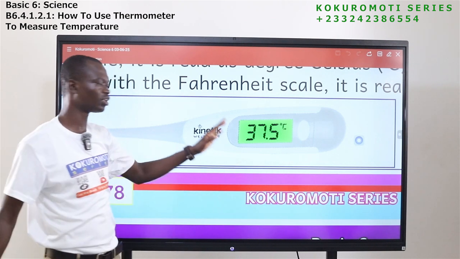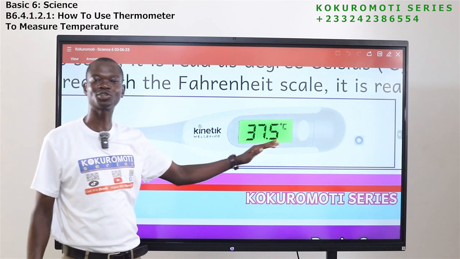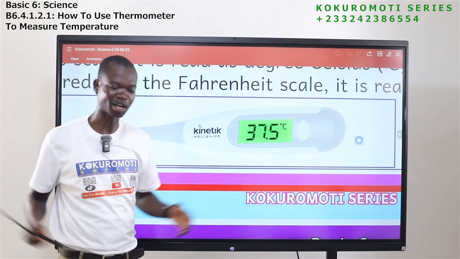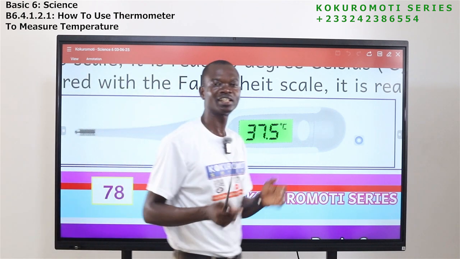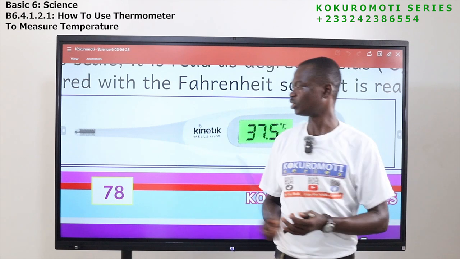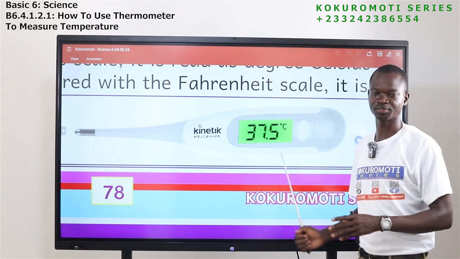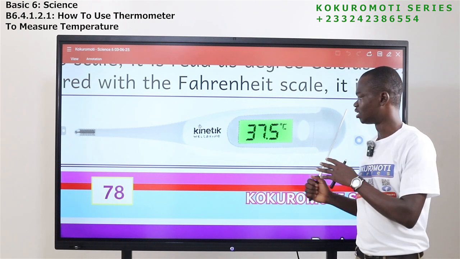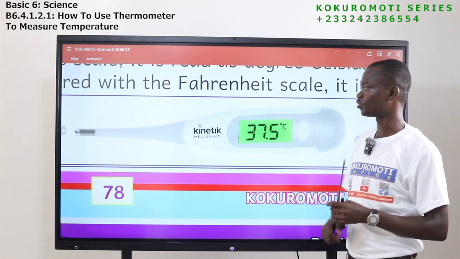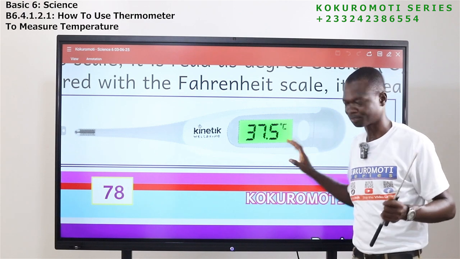And if you go to the hospital and you see this to be your temperature, it means you are within range, because for a healthy person, your temperature should be 37 or 37.5 degrees Celsius. So if your temperature is like this, it means you are okay.